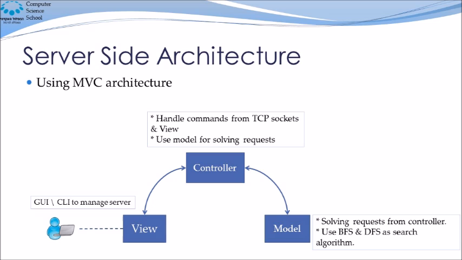Now let's review the server-side implementation. Our server uses MVC as the architectural pattern for handling client requests and server graphical user interface commands. The MVC architectural pattern includes three parts. On one side we have the graphical user interface that gives the user the ability to follow the server's log and manage clients. On the other side we have the model that is responsible for doing the requests from the clients or commands from the user, and in the middle we have the controller that connects both sides.